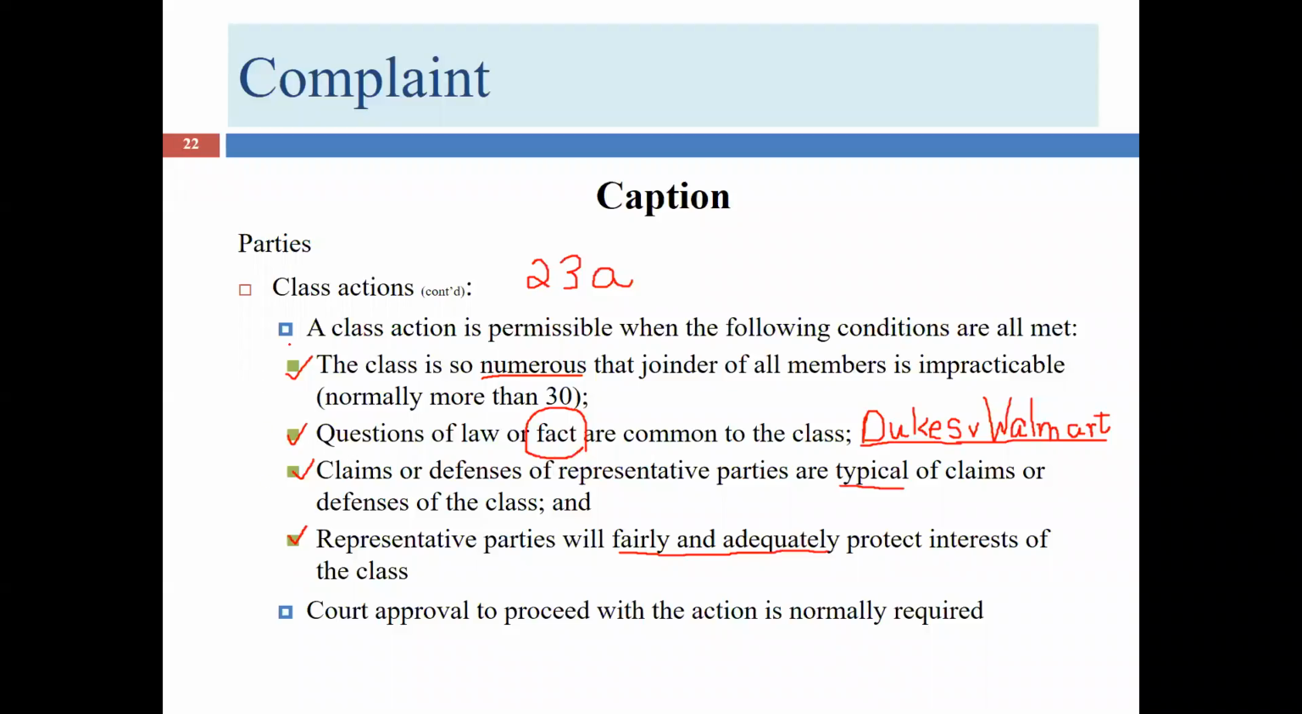And obviously the court is going to have to determine whether these 4 things are satisfied. Usually there's a hearing on class certification. That's what this is called, class certification, at the early stage of the lawsuit. And this is oftentimes the most important part of the lawsuit. It sounds funny to say because it's really just a procedural matter.